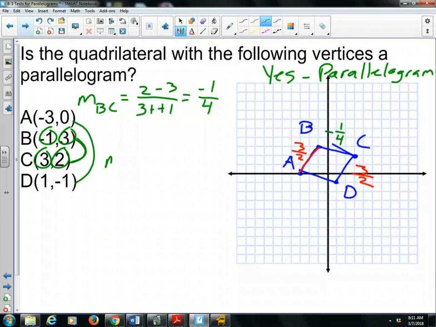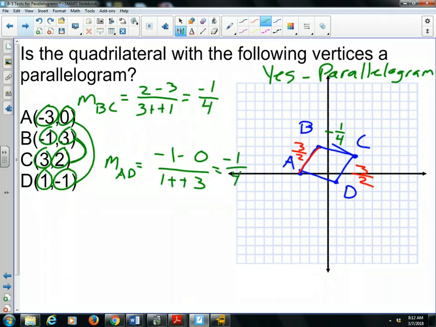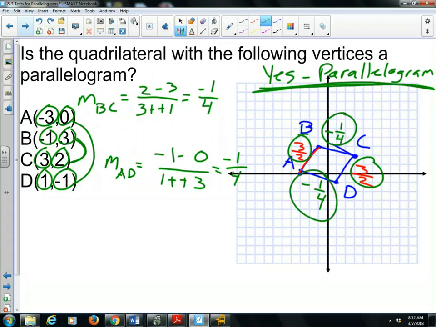Let's do the same thing from A to D, and let's see if it's a negative 1/4. So my slope from A to D is the square root of y, rats, I did the distance formula again. Here we go. The slope formula is y2 minus y1, a negative 1 minus 0, over x2 minus x1, 1 minus negative 3. And we get a negative 1/4. So you again prove that it's a parallelogram because the opposite sides are parallel, because what do you know about parallel slopes? They are the same.